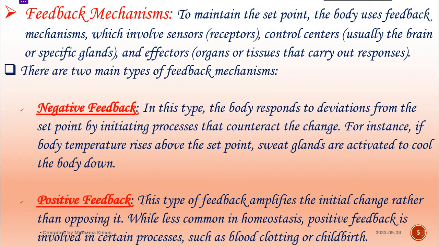The other term is feedback mechanism, where we say to maintain the set point or the reference value, the body uses feedback mechanisms, which involve sensors or receptors which detect the change in the body. Now we have the control centers, which can be either the brain or different glands, and the effectors, which carry out the response. We have two types of feedback mechanisms. Number one, negative feedback, and number two, positive feedback.